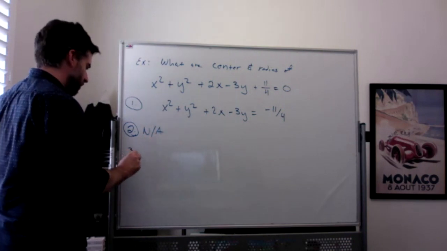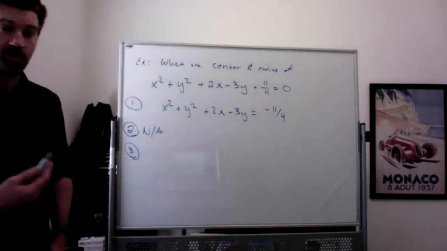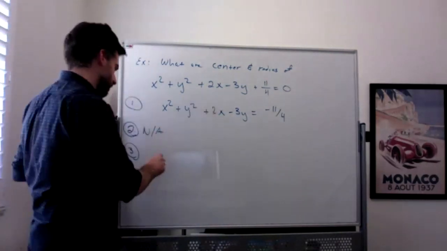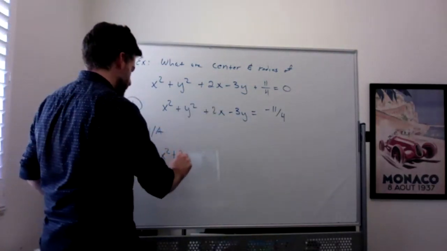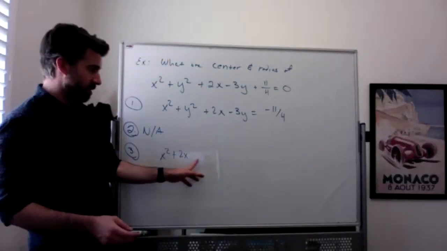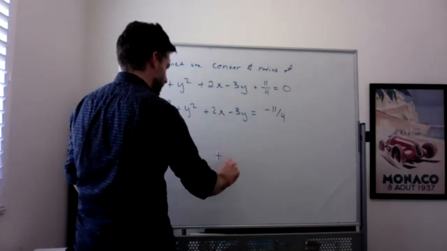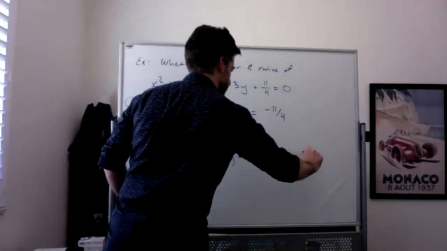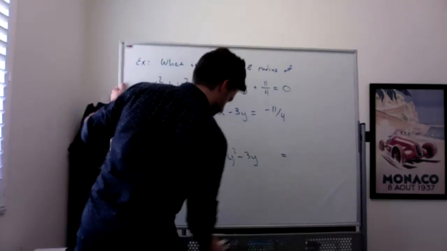The third thing we're going to do is group the x's and y's each together. So I'm going to group all the x's, so I'm going to write x squared plus 2x. And I'm actually going to leave myself a little bit of space out here. Then y squared minus 3y.